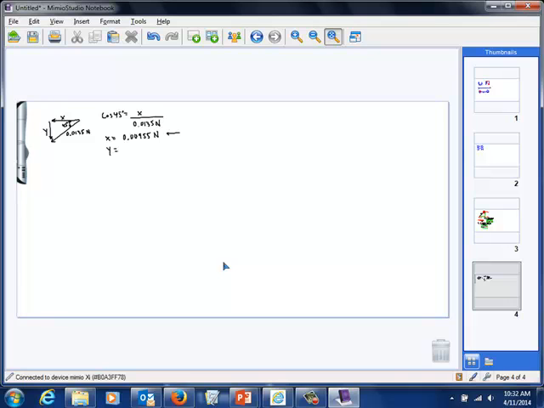Given the fact that's a 45-degree angle, the y component has to be the same thing, doesn't it? It's a 45-45-90 triangle, so the y component's also 0.00955 newtons, but that's directed downward.